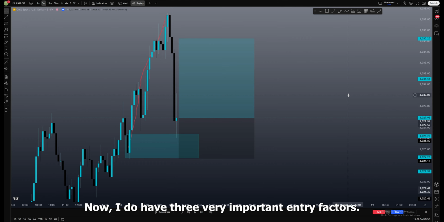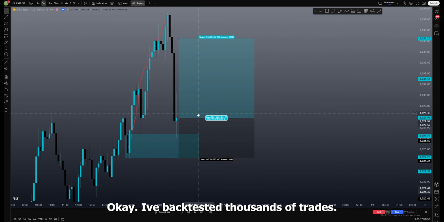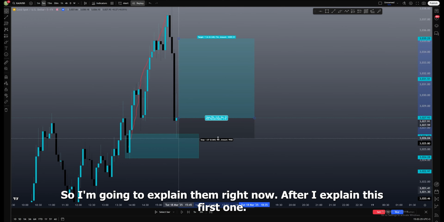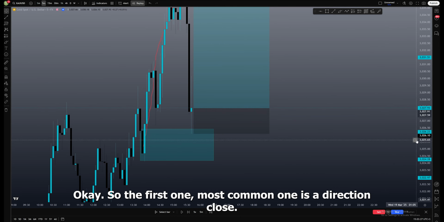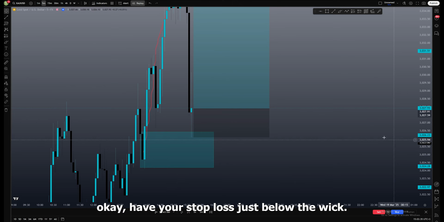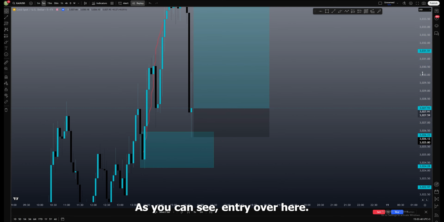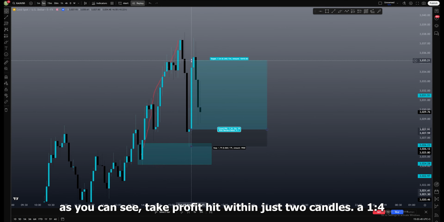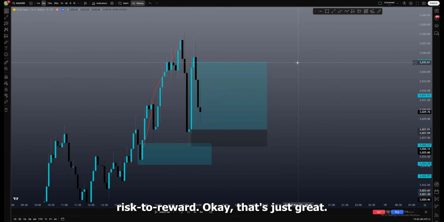Now, I do have 3 very important entry factors, okay? I've back tested over thousands of trades, and these 3 entry models are the most important ones, okay? So I'm going to explain them right now after I explain this first one. Okay, so the first one, the most common one, is a directional close. So just as soon as the candle closes, you enter, okay? Have your stop loss just below the wick, as you can see, entry over here, and now you just, as you can see, take profit, hit within just 2 candles, a 1 to 4 risk to reward.